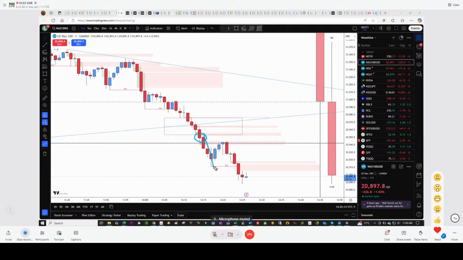Or you could even enter on a retrace there. But as soon as it closed, Peter said yesterday when he went into Tesla, he just went in, as soon as the price closed, he went in. Because the movement is down, you've broken the trend line, so you're on your way. So on the 1 minute, that trend line is here. And so you could even use that candle as your entry.